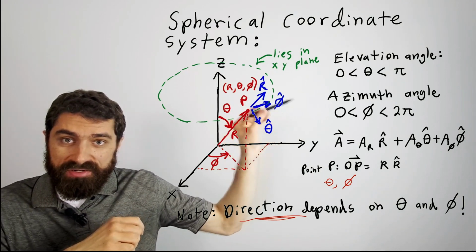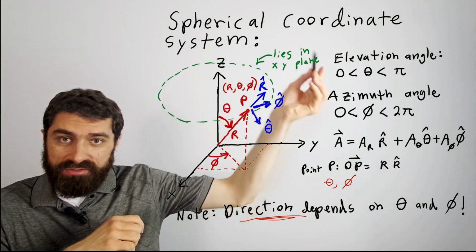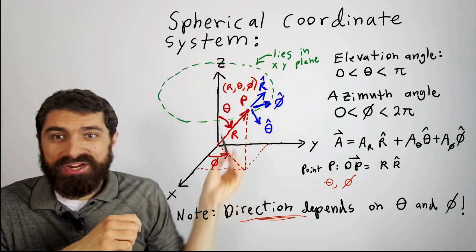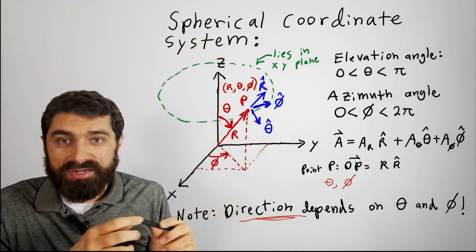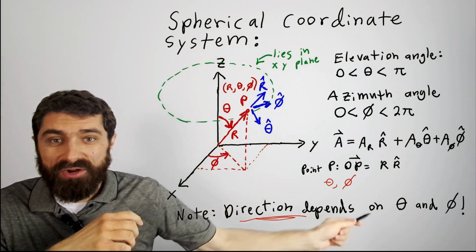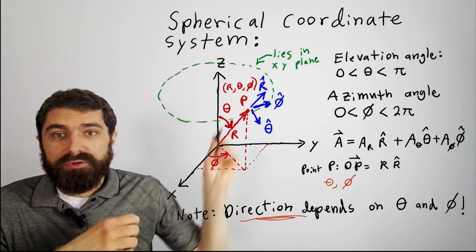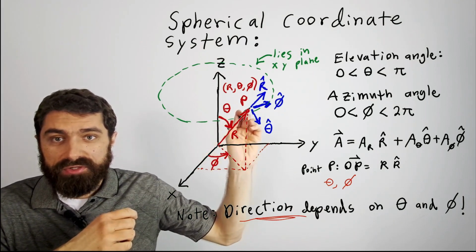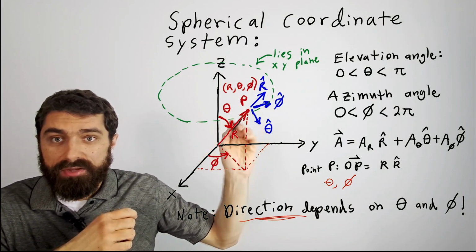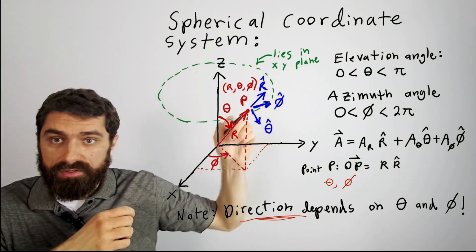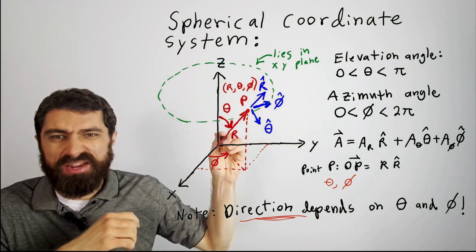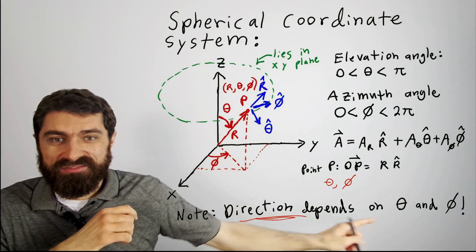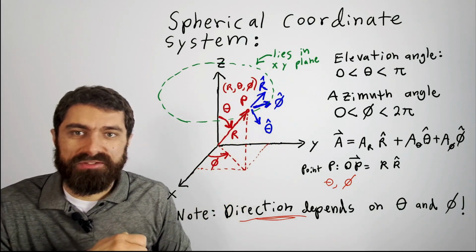So notice how if you vary theta and phi, the orientation of your unit vectors will change. If you change phi, then this will go from being oriented this way to being oriented over here. So your unit vectors, theta hat and phi hat, will change as you vary theta and phi. The only thing that doesn't change is if you kept the same theta and phi value, but changed your r value, then the orientation of your unit vectors stays the same. So it depends mainly on theta and phi. So that's just something to be aware of.